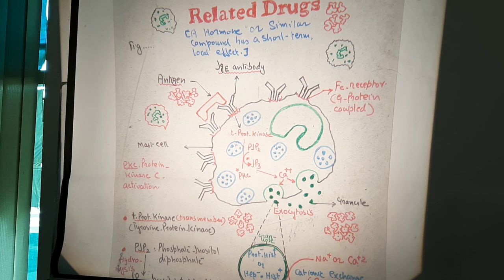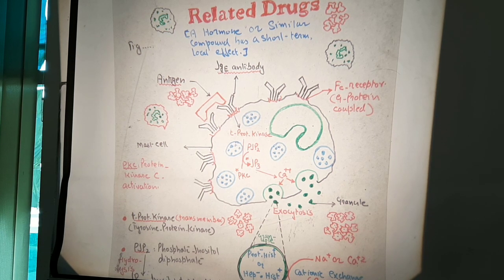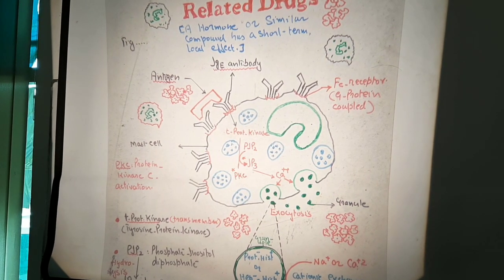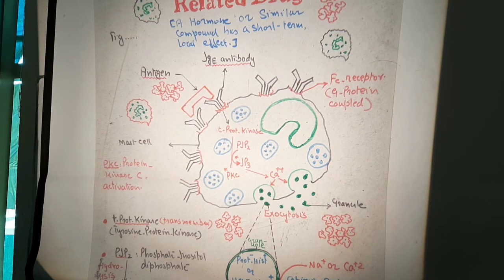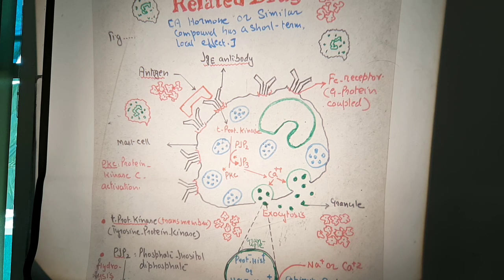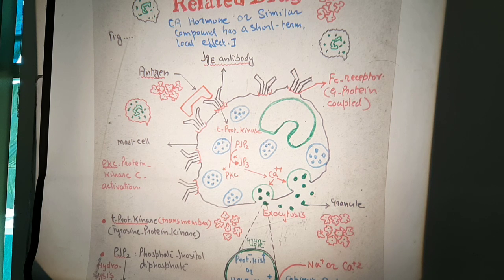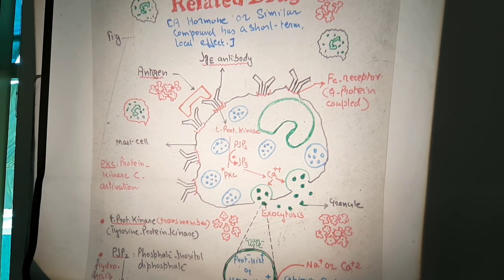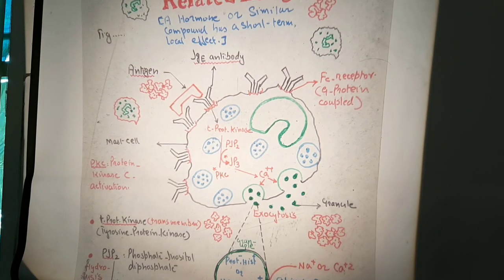According to chemical composition, the Fc receptor is a G protein coupled receptor, which you again know about in detail. These G coupled receptors are present on the mast cell membrane. The antigen comes and combines with the receptor. After the combination, a protein known as the transmembrane protein kinase is activated.